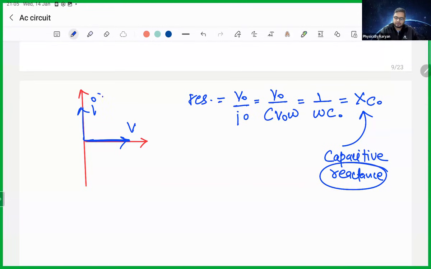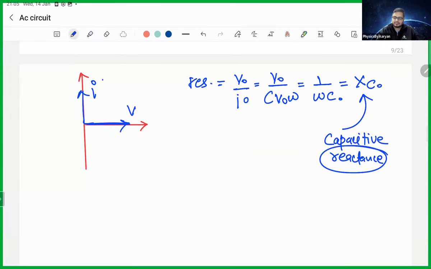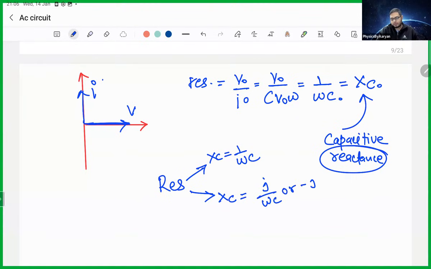So this is my voltage, this is my current. Perfectly fine. And XC is the resistance by the capacitor. Now my question comes to you. Should I write j by omega C, or should I write minus j by omega C?